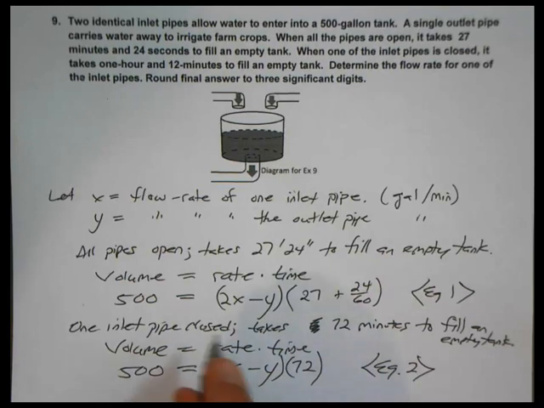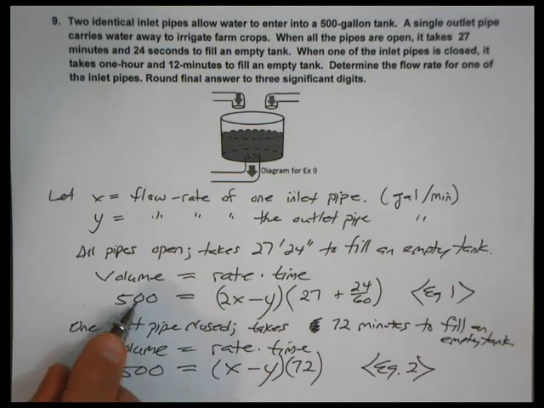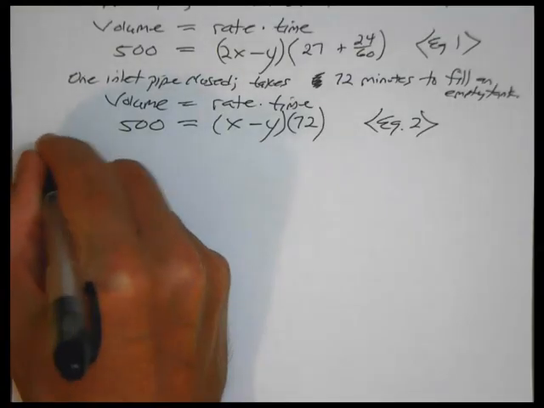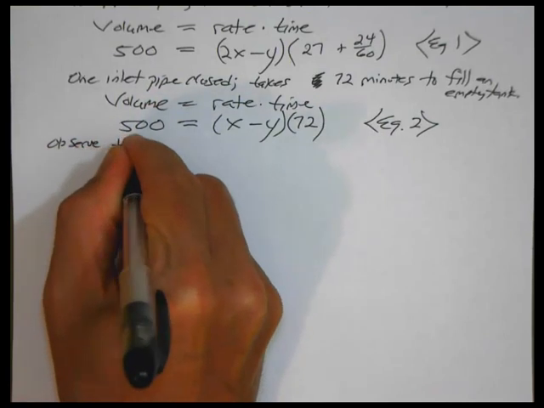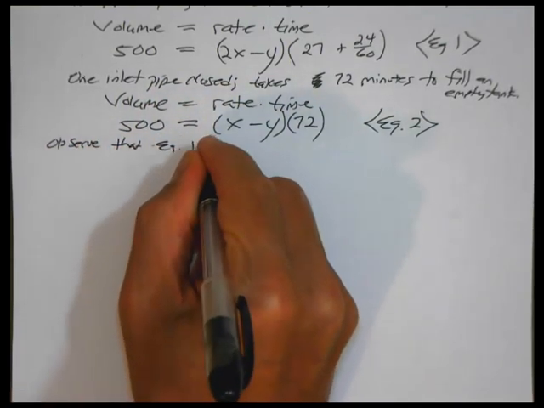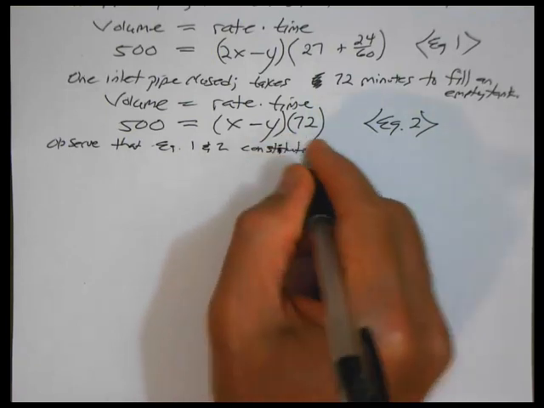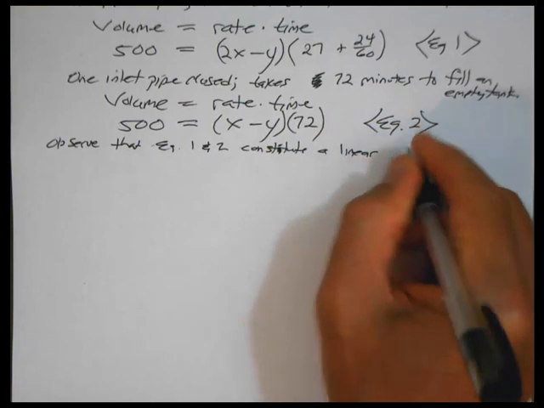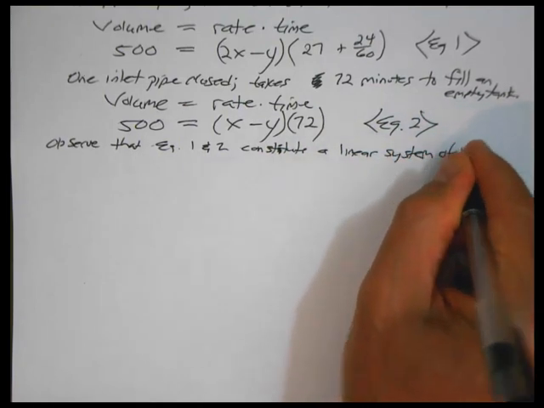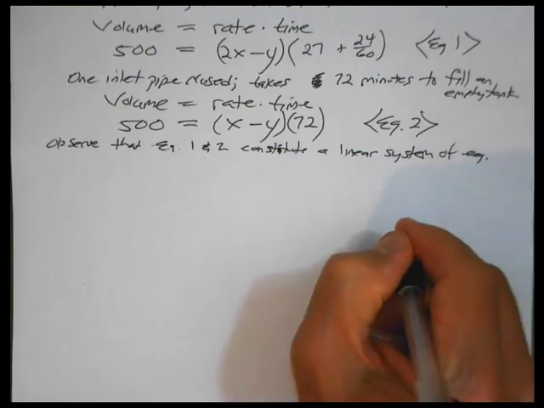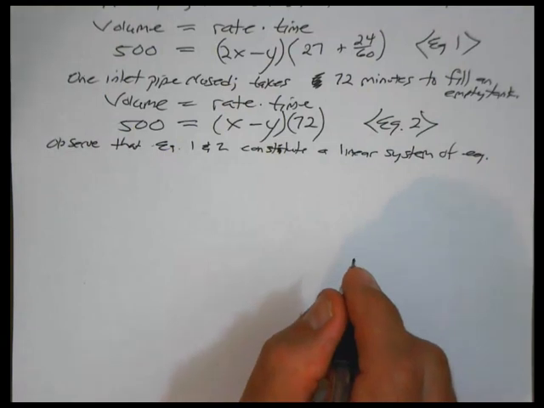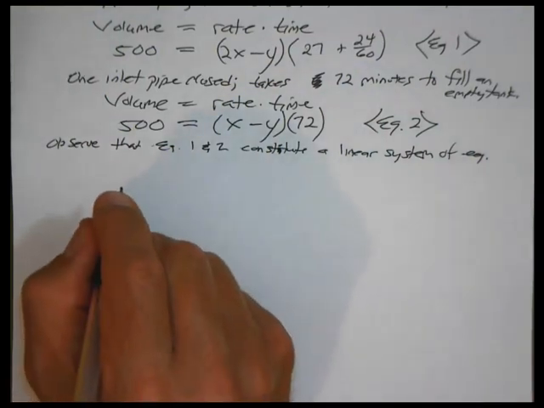As we look over the math problem here, equation 1 and equation 2, we find this equation is linear, 2 variables. So is this one. So we can observe that equations 1 and 2 constitute a linear system of equations, 2 variable.